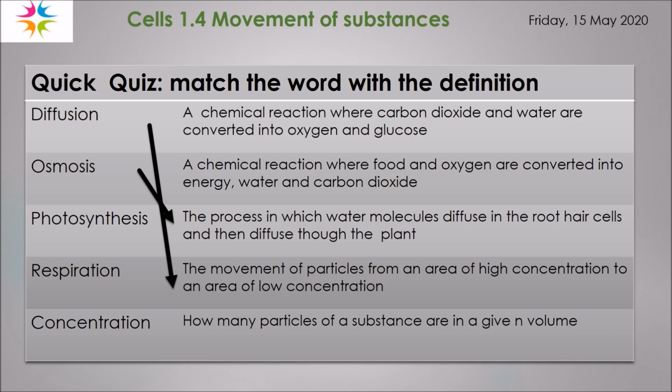Osmosis is the process in which water molecules diffuse in the root hair cells and then diffuse through the plant. Photosynthesis is a chemical reaction where carbon dioxide and water are converted into oxygen and glucose. Respiration is also a chemical reaction where food and oxygen are converted into energy, water and carbon dioxide. Lastly, concentration is how many particles of a substance are in a given volume.